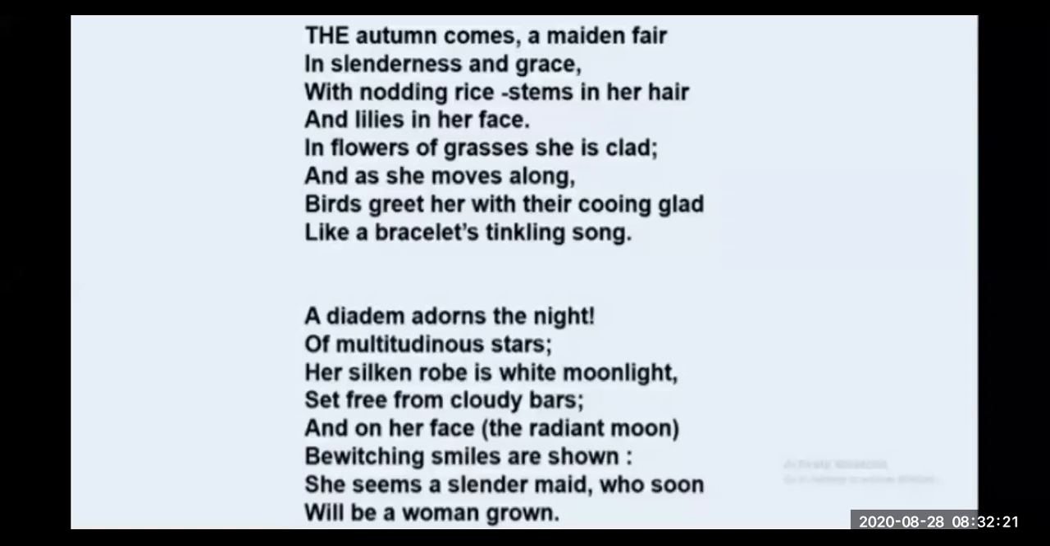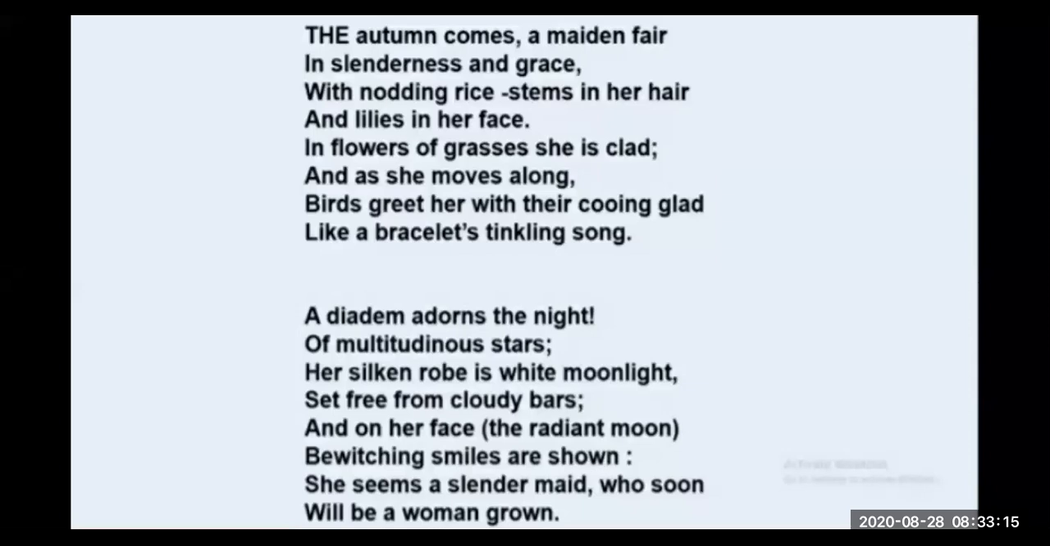And what is the theme here? What is the central idea? The poet has lovingly and very beautifully described the advent of the autumn season, the arrival of the autumn season. And the autumn season is compared to a slender and graceful maiden, who has adorned herself in various ways. And the poem is enchanting because of the imagery and the beautiful and imaginative description of autumn. Here we see the imagination of the poet. And autumn is personified in the entire poem and compared to a slender and graceful maiden. Okay.